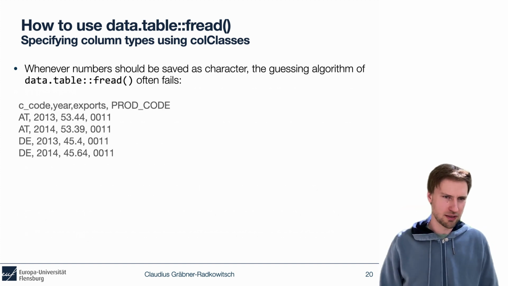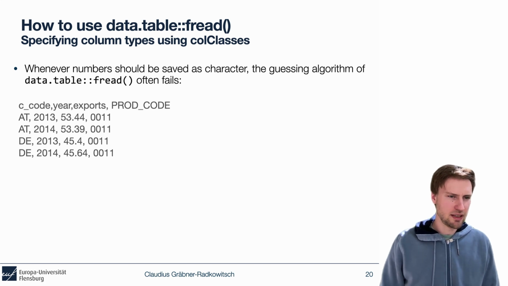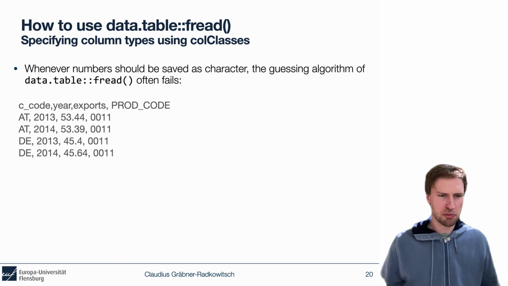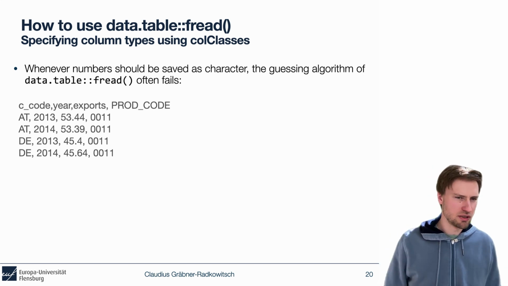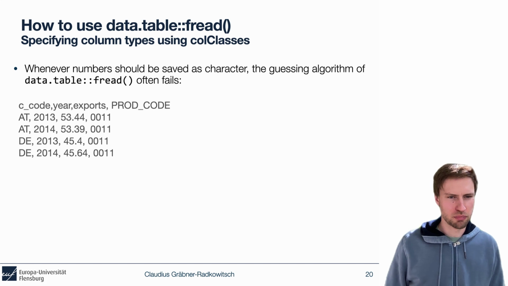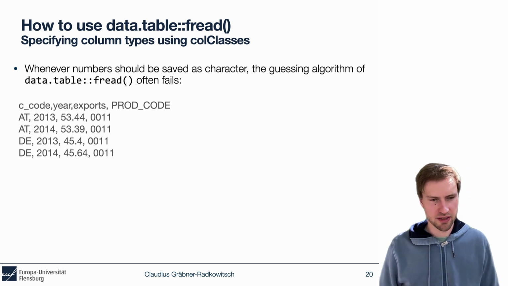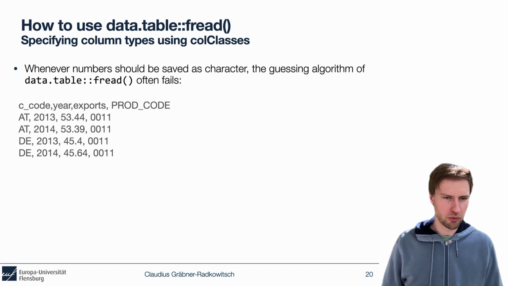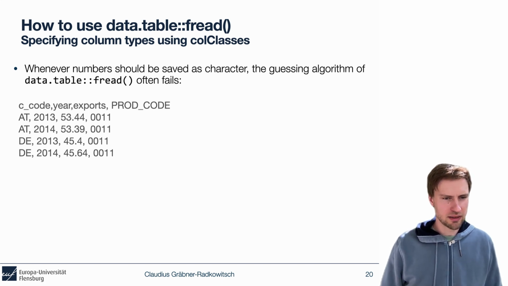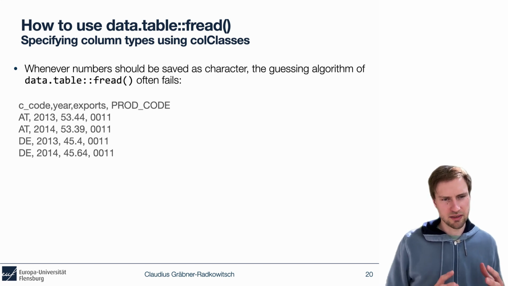This is the raw data. What you have here is data for Austria and Germany for 2 years, 2013-14. You have exports, probably given as a share or in billions or whatever, some measure for exports. And then you have a fourth column called prod code. Prod code in this case is a product code, SITC or something like that. And the intricate thing about the product code is that it starts with 2 leading zeros.